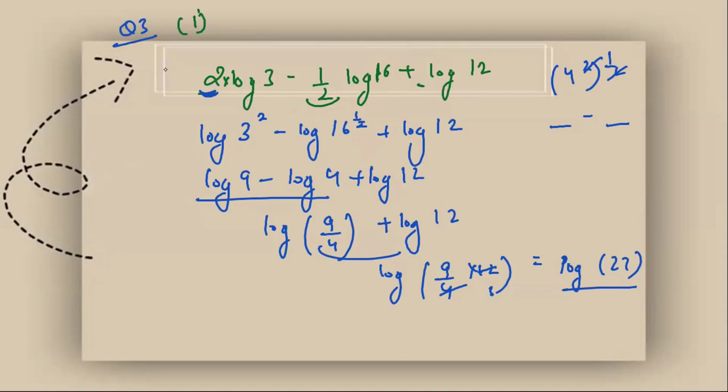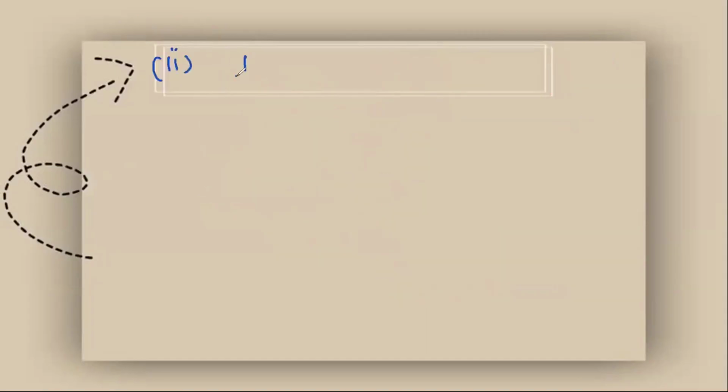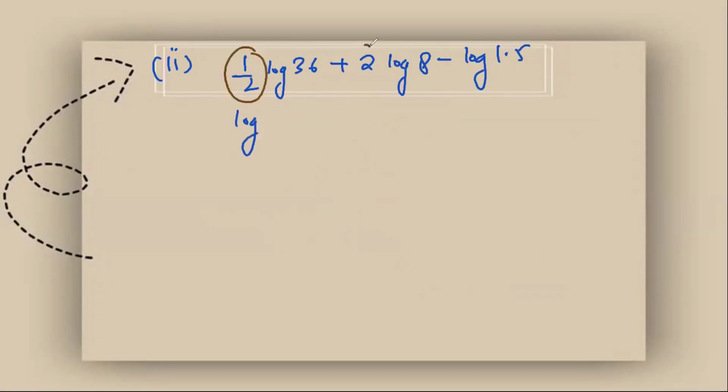So let's talk about the second question. Second question is half log 36 plus 2 log 8 minus log 1.5. So we know that when we have to apply the law of logarithm, these numbers should be same, but they all are different. Nothing is there, so 1 is here. So to make it same, we'll take these numbers as the power. So it becomes the power of 36. It becomes the power of 8. And there is nothing, so it will be the same.